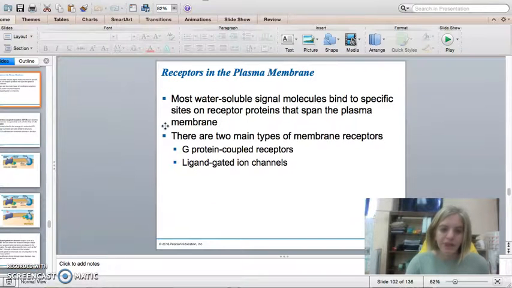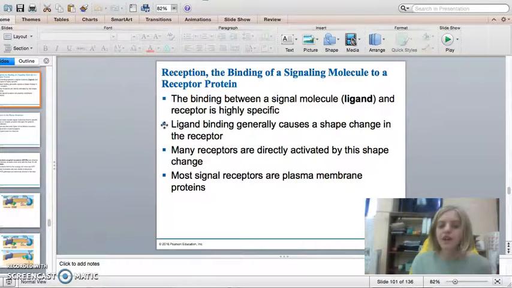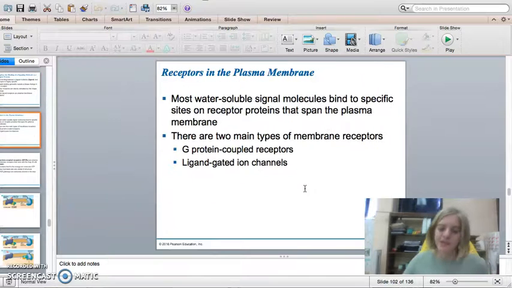So we have two different types of receptor molecules. Like it says here, most are plasma membrane receptors. The other type are intracellular receptors. But we're going to start by talking about receptors in the plasma membrane. These are receptors located on the cell's surface, and many are transmembrane proteins, meaning they span the whole membrane. If you remember, they go through the hydrophilic and the hydrophobic layer. And these are water-soluble signal molecules that can bind to specific sites on receptor proteins that span the plasma membrane. So these are our plasma membrane receptors.